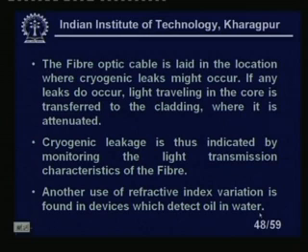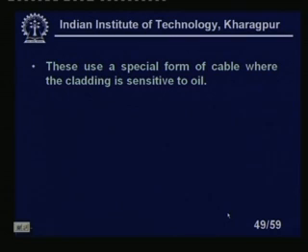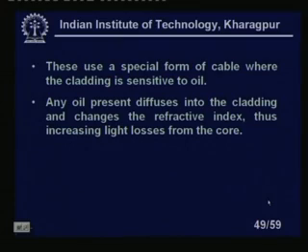Another use of the refractive index variation is found in devices which detect oil in water. In many cases, it is necessary to detect it. So, in that case, what is the principle? This uses a special form of cable where the cladding is sensitive to oil. Any oil presence diffuses into the cladding and changes the refractive index of the cladding. So, obviously, it will change the transmission of light, because in the multimode fiber there is total internal reflection, and this will prevent the total internal reflection. So, at the receiving end, the light received will have less intensity, right.